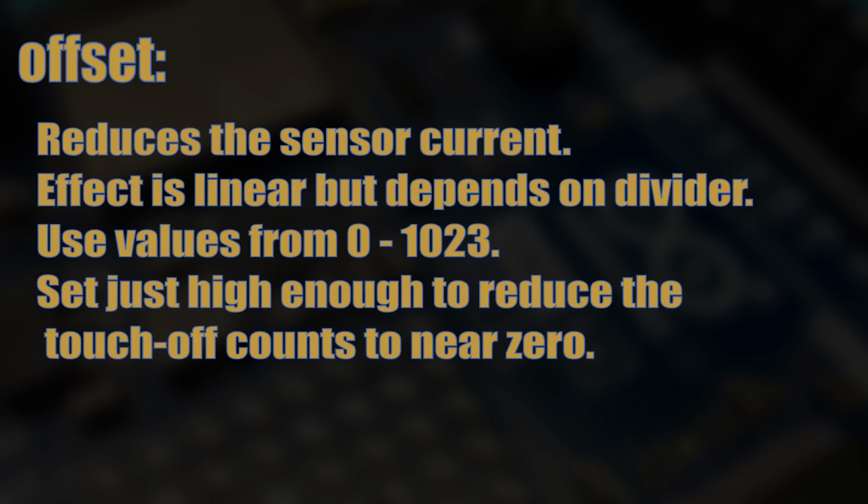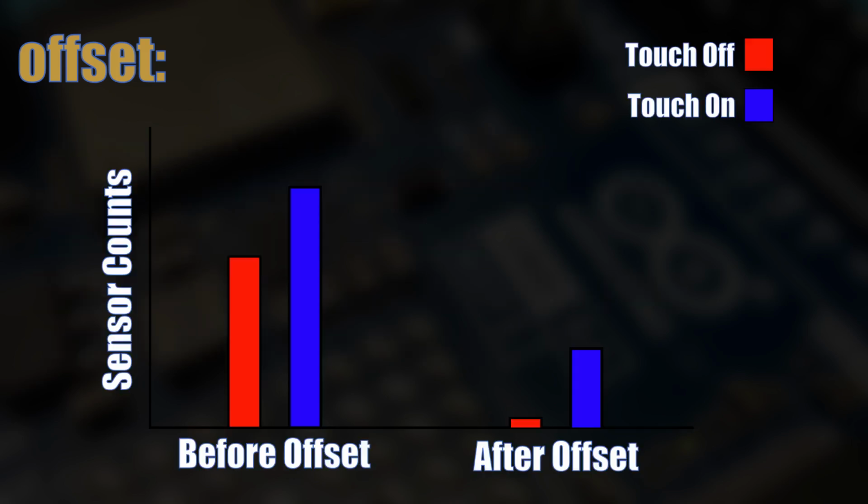The offset setting configures an offset current that's used to reduce the amount of current from the sensor. This one only affects the sensor counts. Now this is necessary since the ICO has a limited dynamic range and we don't want to spend that up measuring parasitic capacitance in the circuit. So we can offset the current such that we almost completely eliminate the current when not touched and leave the maximum amount of headroom for measuring touches.